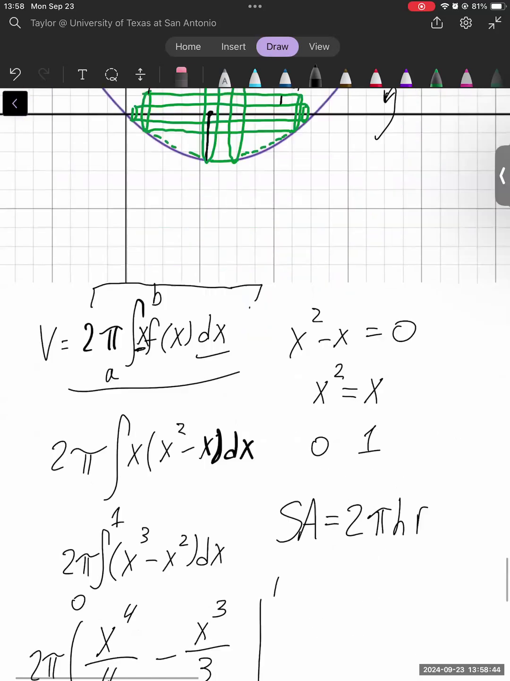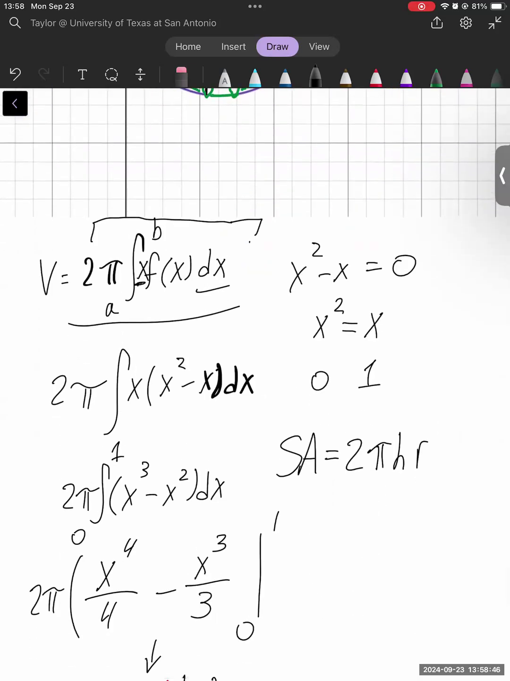So then our height was our function minus the 0? No, so our height is just x. The radius is the function minus 0. Or this, f of x, in this case minus 0. Oh, okay, thank you. Yeah, no problem.